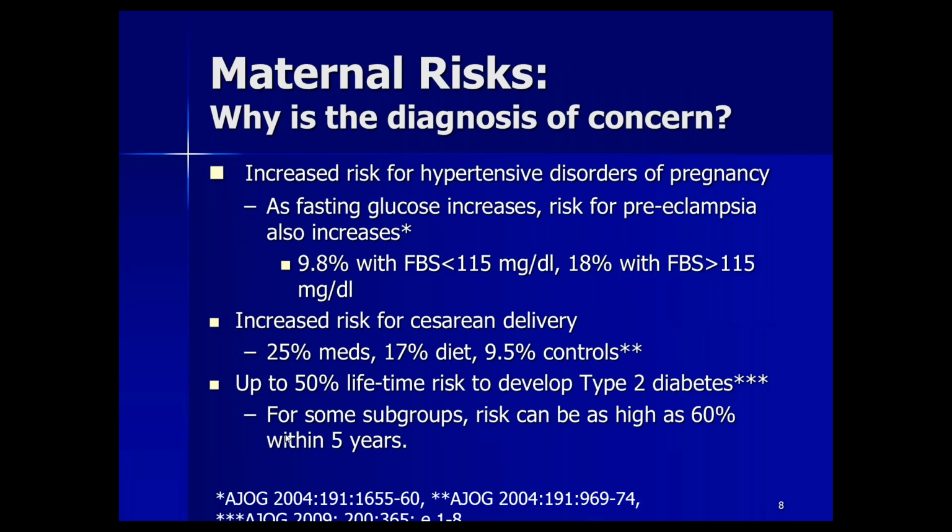Well, one of the most common complications is not necessarily just a big baby. It's the increased risk for hypertensive disorders, especially during the third trimester of pregnancy. And as those fasting glucoses increase, the risk for preeclampsia and the other hypertensive disorders of pregnancy also increases. So that you can see that, if your fastings are under 115, certainly not ideal sugars, but this is where the study put them, the risk is around 9.8%. If your fastings are consistently over 115, your risk doubles for getting a hypertensive disorder in the third trimester of pregnancy. You get an increased risk for cesarean section.